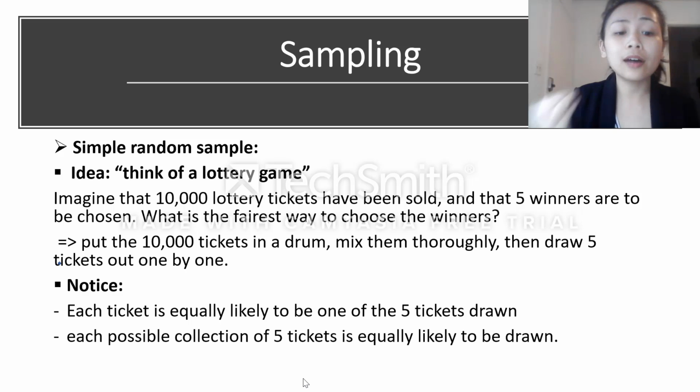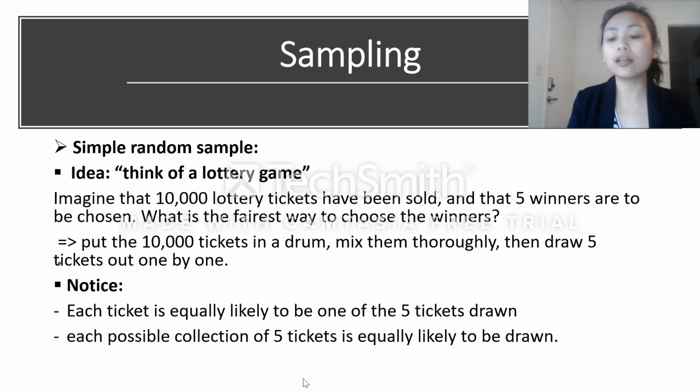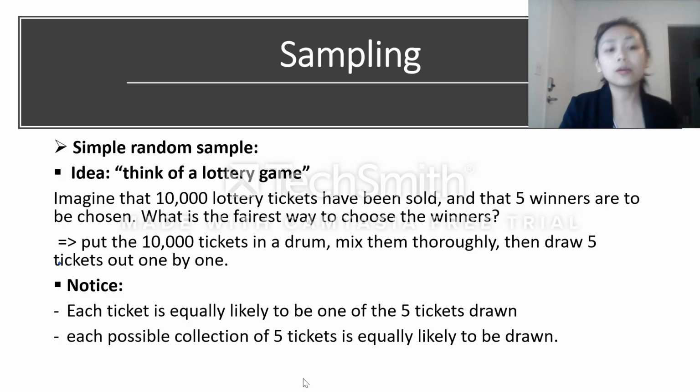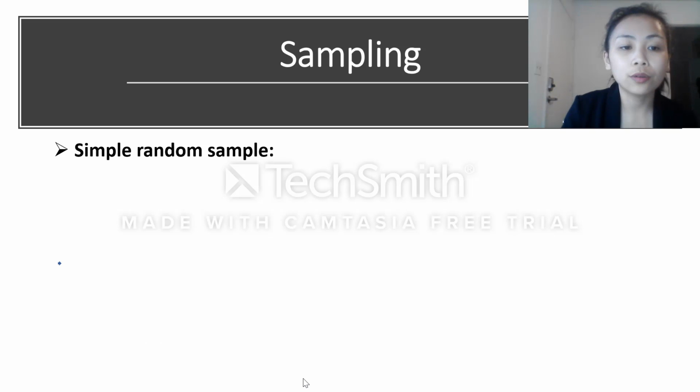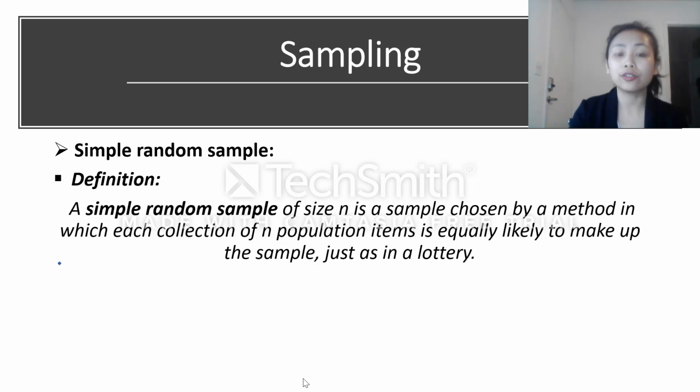And one more thing, every possible collection of 5 tickets is equally likely to be drawn. For example, the group of 5 numbers like 5, 6, 8, 100, 120, the probability of getting this sample is the same as the probability of getting another five numbers. So that is the property of a simple random sample. So the definition: a simple random sample of size n is a sample chosen by a method in which every collection of n population items is equally likely to make up the sample, just as in a lottery. So that's how we guarantee the randomness.